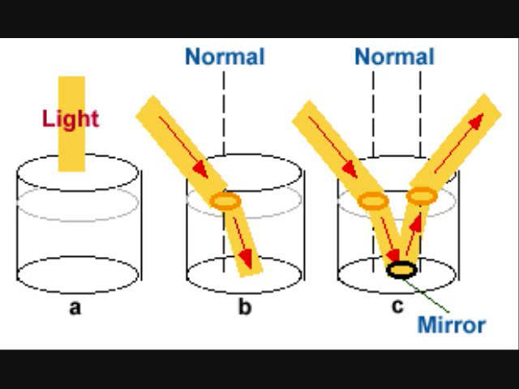For figure B, shine the light into the glass at an angle. As the light enters the water, it is refracted. Since the light is passing from air into water, it is bent towards the normal. The beam of light would appear to bend at the surface of the water.